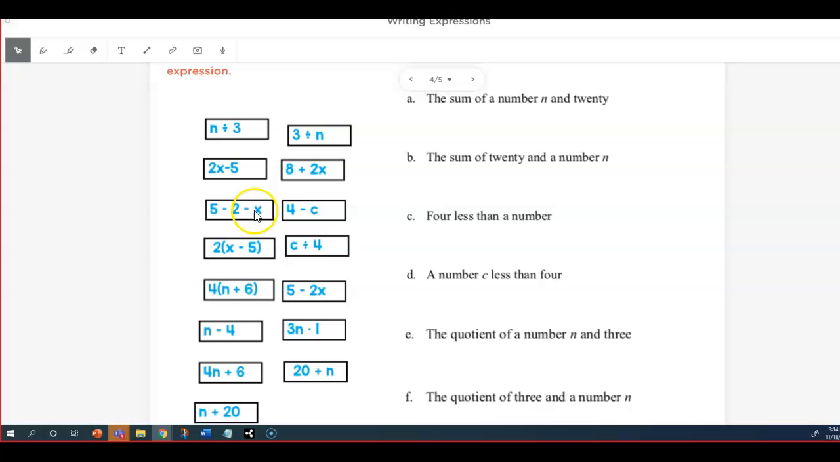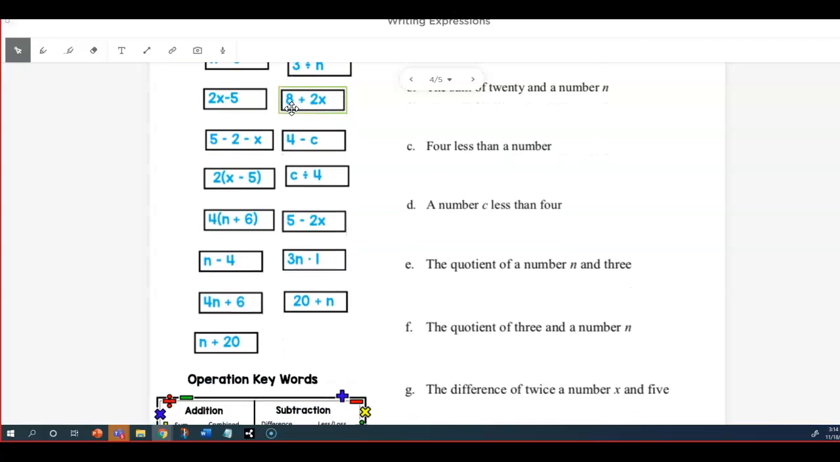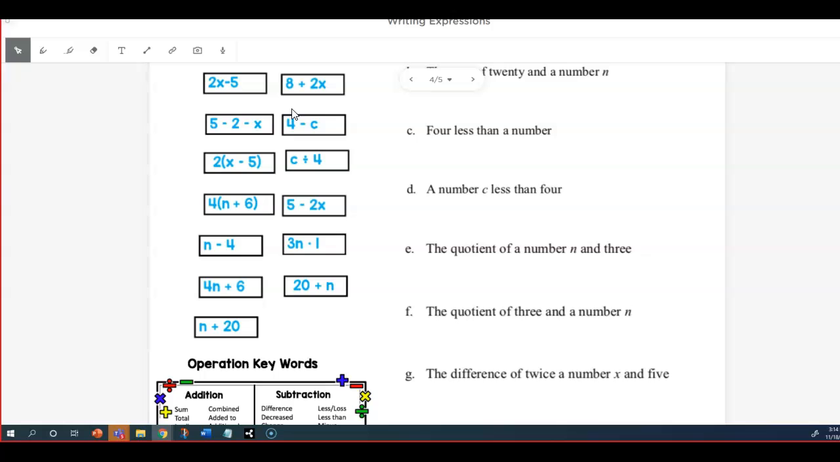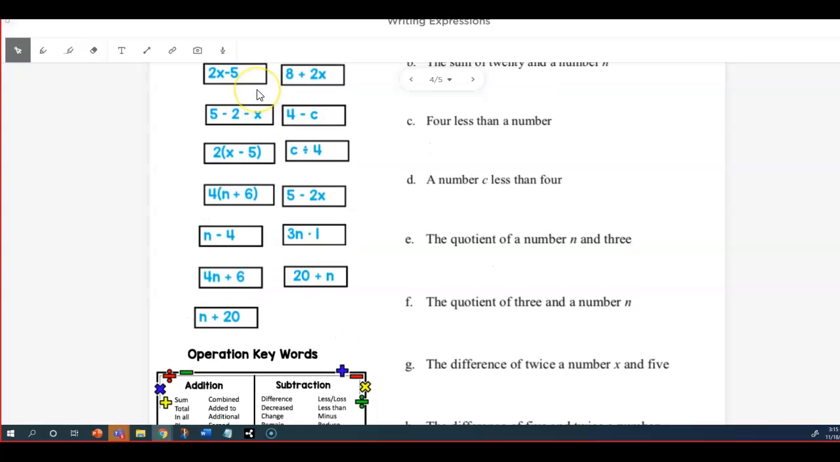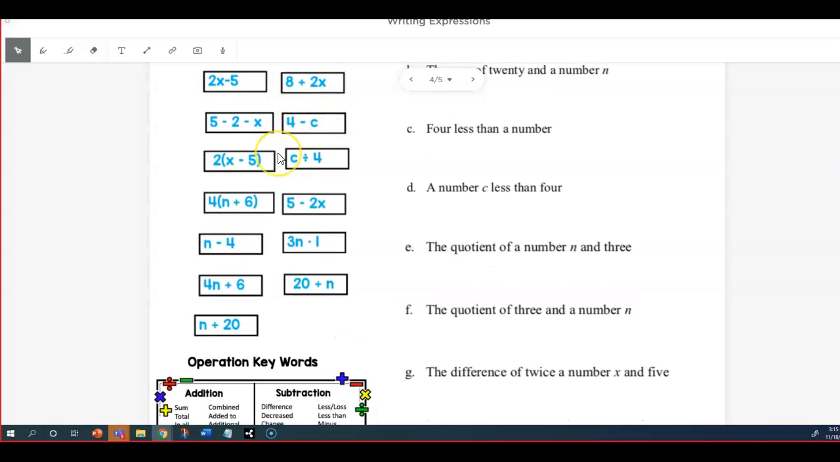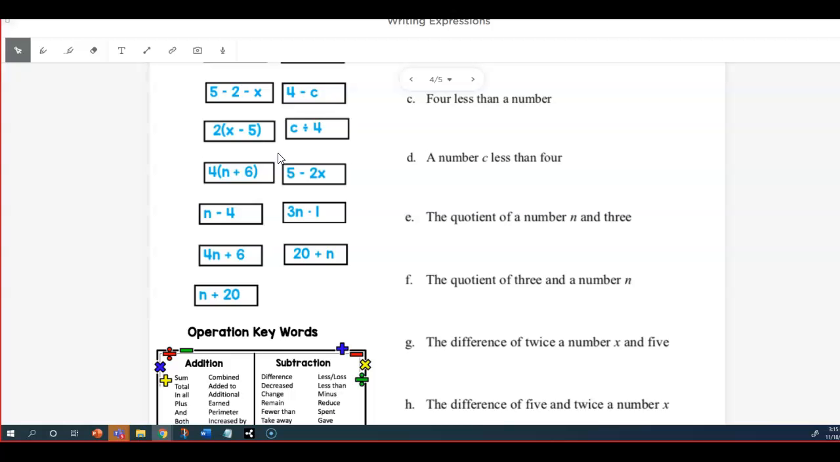Now, this one right here, 5 minus 2 minus x, I pasted it wrong and it won't move. But it wasn't an answer to one anyway. It was an extra one to try to trick you. There's a couple extras. Why would you do this to us? Because I didn't want to make it too easy. However, it gets pretty difficult towards the bottom. So some of these are very similar to others. Look, I've got 4n plus 6, 4n plus 6, 5 minus 2x, 5 minus 2 minus x, 2x minus 5. They're really similar, so you've got to really watch your words and the order.